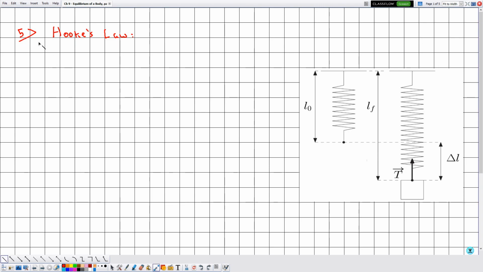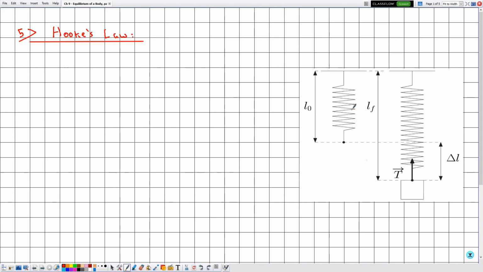Till this moment regarding chapters 8 and 9 we didn't discuss any law. So far we have only discussed the condition of equilibrium. Now we are going to introduce Hooke's law. And in order to do so, let's consider the adjacent document.